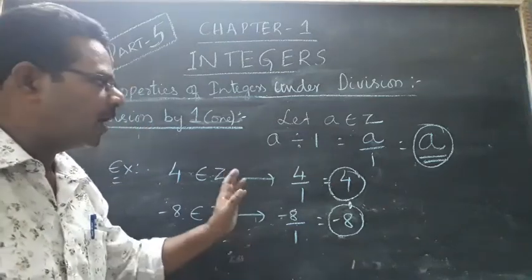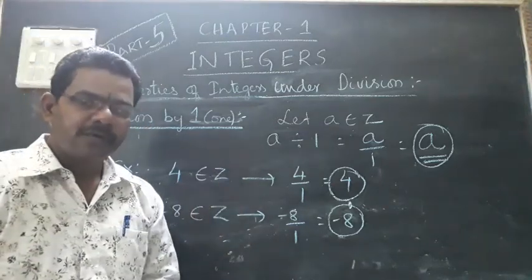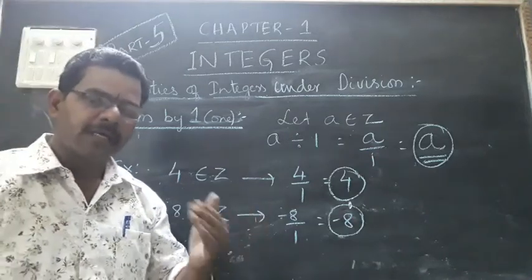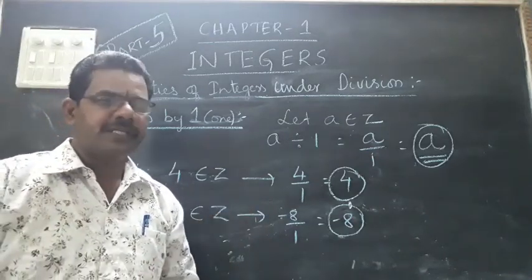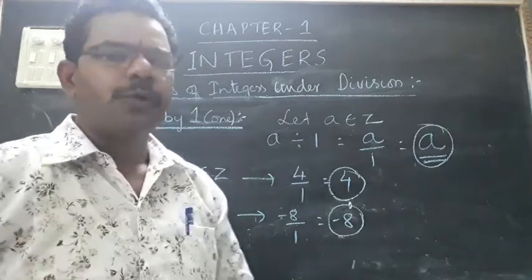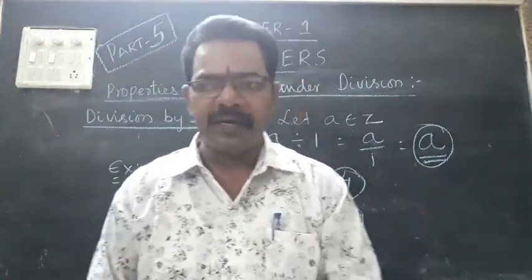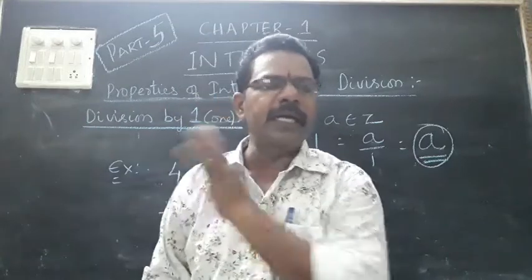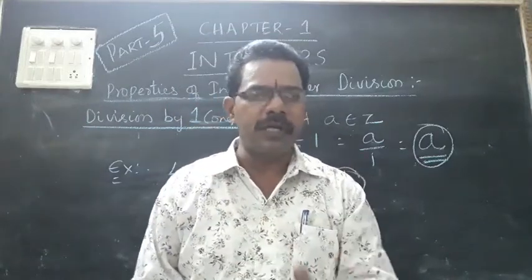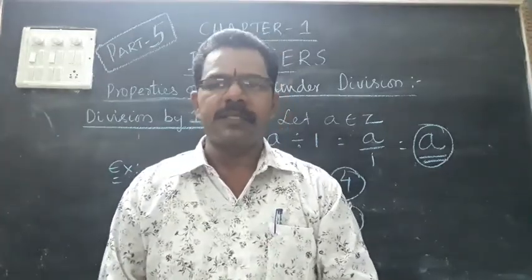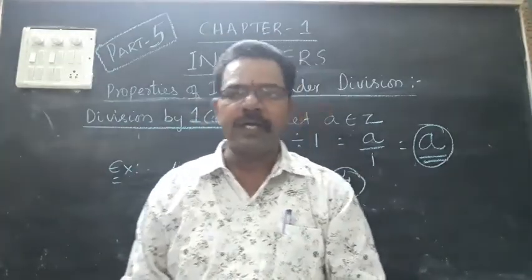Okay. So these are the properties of integers under addition, subtraction, multiplication and division. Now what you have to do is go through the textbook. Properties and definitions are given, what I explained on the board, those are given. After that there are some examples and some exercise sums. You have to try to do the sums.